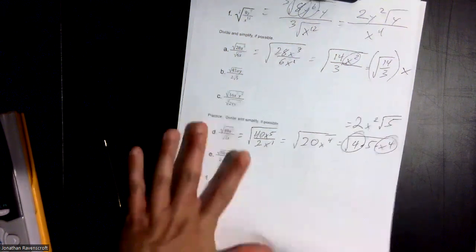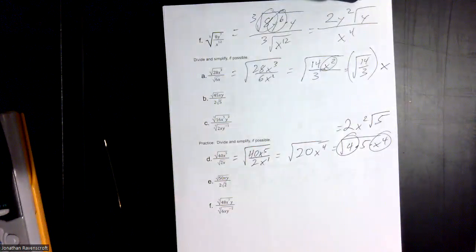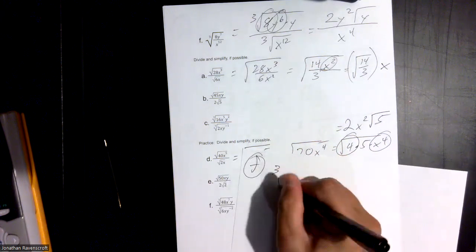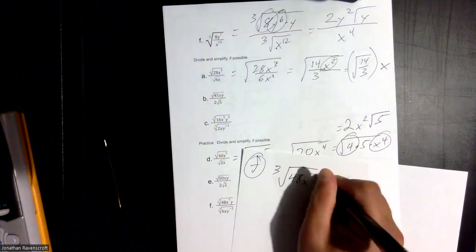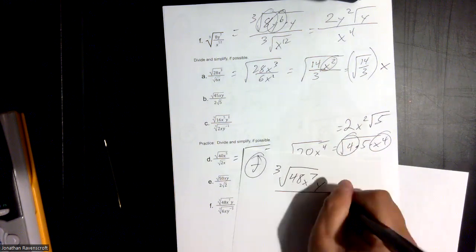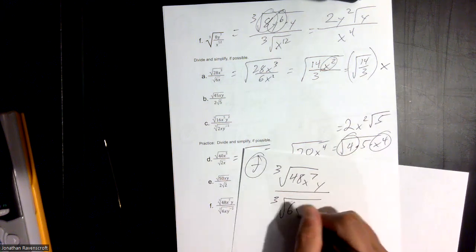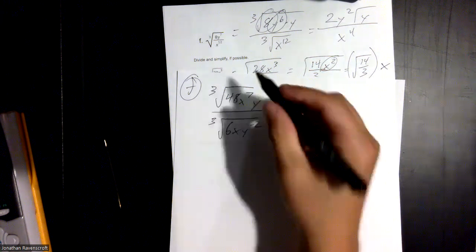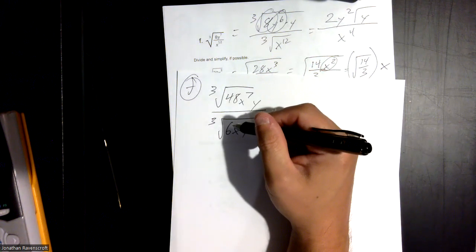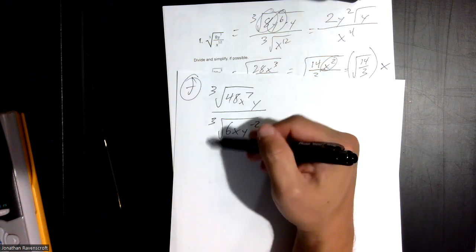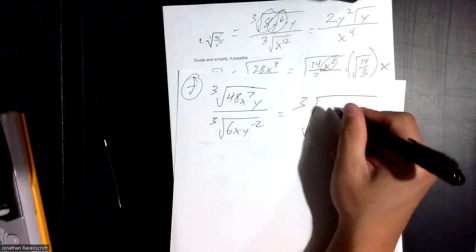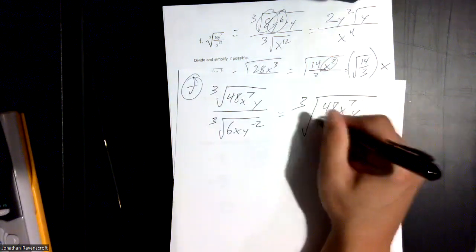For the last problem. Cube root of 48x to the 7th y over cube root of 6xy to the -2. Now, what some students might do is try to simplify this and try to simplify this, which you're allowed to do, but you're going to get kind of a complex numerator denominator. The easiest way, I think, is go ahead and condense it into a single radical, then simplify.